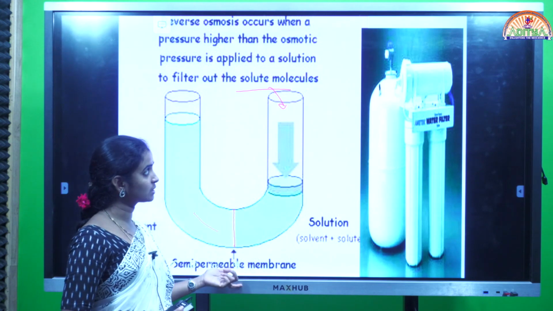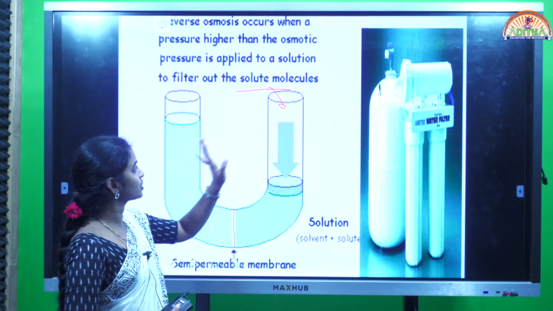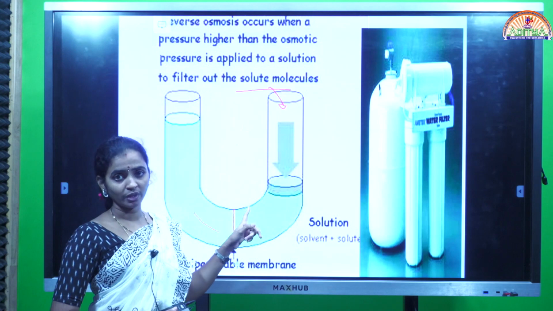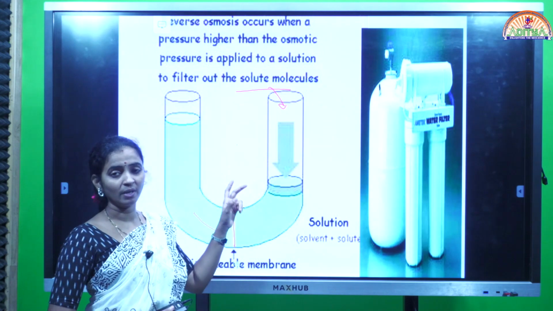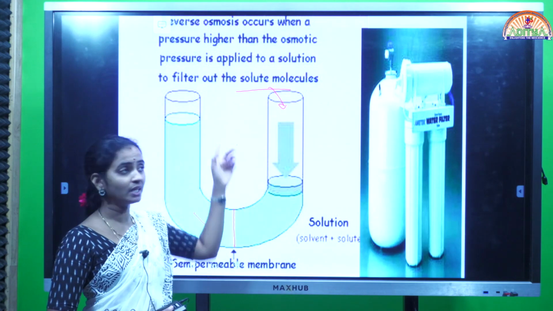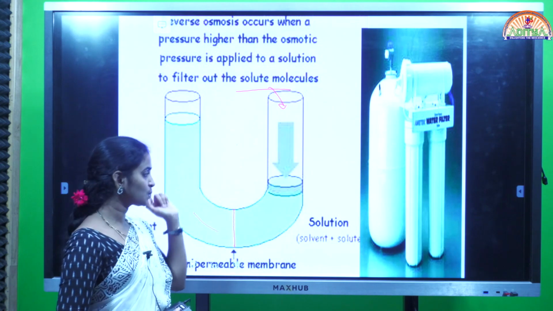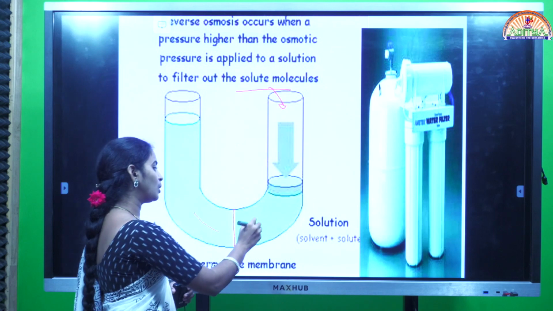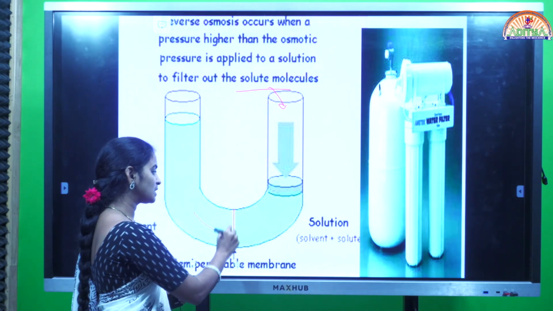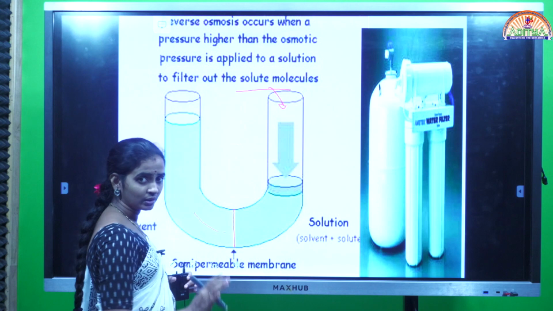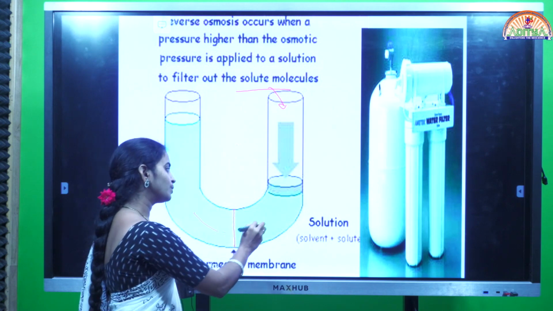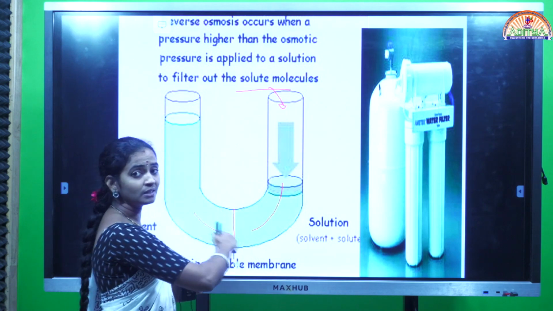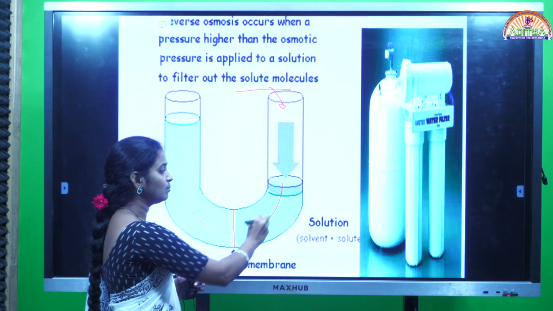How does reverse osmosis take place? We are increasing the pressure more than the osmotic pressure. Where there is osmotic pressure, osmosis occurs, but to avoid that osmosis, we are increasing the pressure of the system. When the pressure of the system is increased, the molecules from this solution would have to move through this membrane, but that does not happen. The molecules are moving to this side only. That is nothing but reverse osmosis, a reverse, backward movement of the molecules.